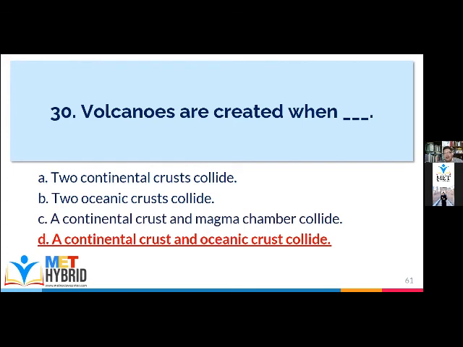As it melts down, what happens? It will eventually form a magma chamber. And that magma chamber, because of pressure, would release heat and molten materials towards the upper portion and would eventually create volcanoes. So the answer for number 30 is letter D. Continental crust and oceanic crust colliding with one another.